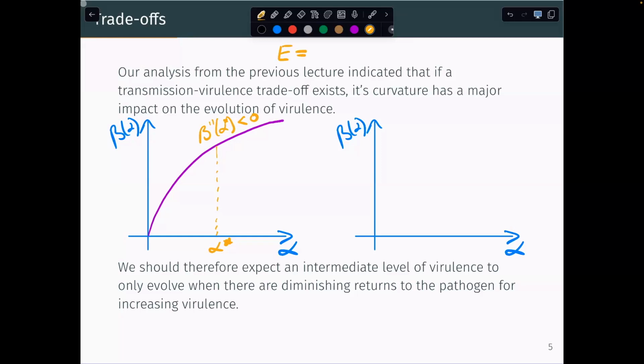And our E, our evolutionary stability in the last lecture, was actually proportional to beta double prime of alpha star. In other words, it actually had the same sign. Maybe let's write that in. This was equal to this times, if I remember rightly, S star. Okay, so if this curvature is negative like this, then our evolutionary stability is going to be satisfied. And so on the left-hand side here, this would be an evolutionarily stable strategy. So it's a continuously stable strategy as well, because we also found that C was equal to E in this model. Okay.